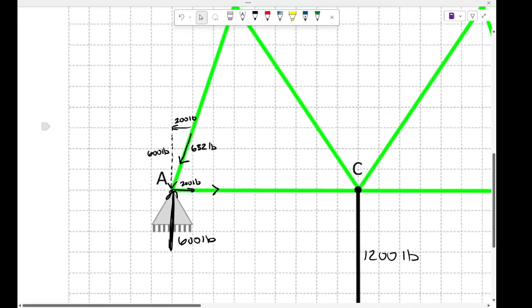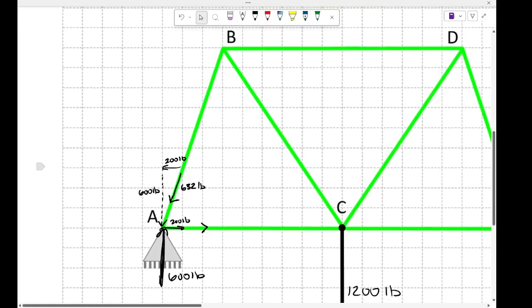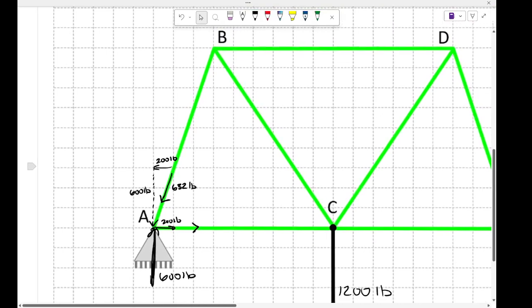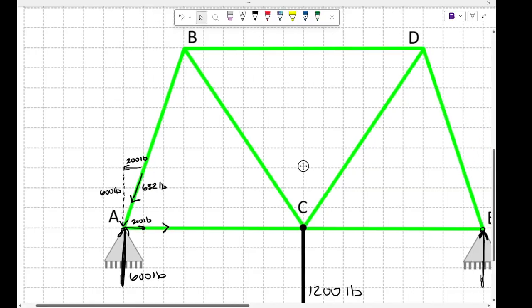Now let's zoom out, and now let's look at what's happening here at these other joints. So if A is pushing on that joint, we would say that it is in compression, right?